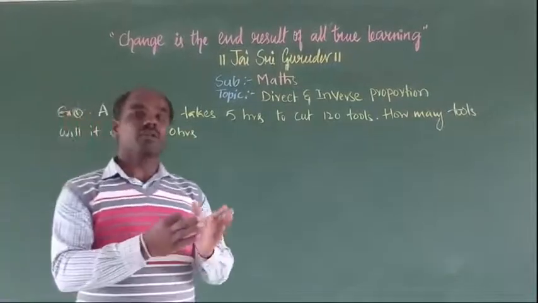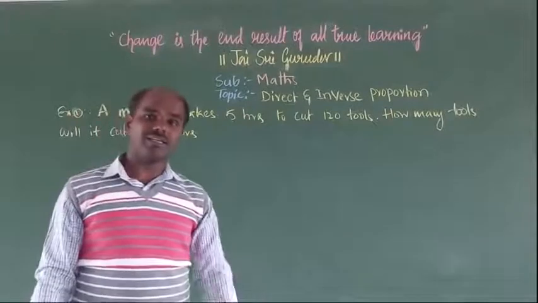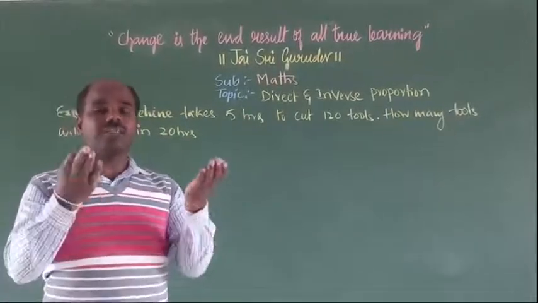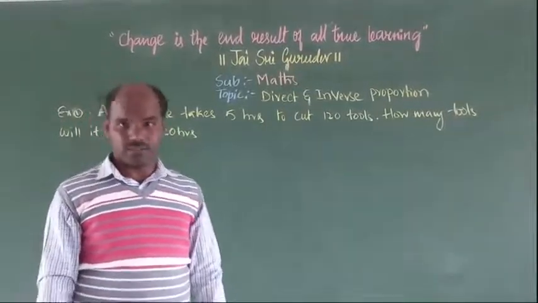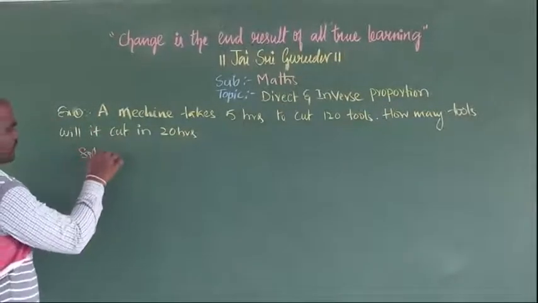Okay, so when the tools are increasing, the hours can also increase or decrease? That is, increase only. Both are increasing, so which type of variation is it, children? Direct variation. Yes or no, children? So then that is the solution.